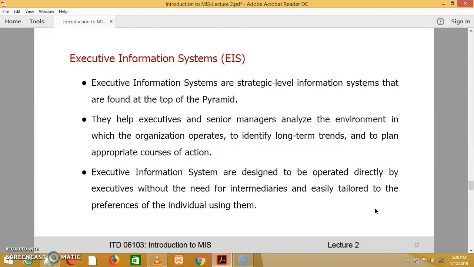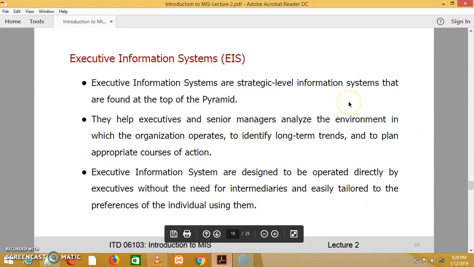Let's say we have Mohammed Baresa there, in the Baresa group of companies. So by having this executive information system, Baresa can know what to do in the future, so as to increase the sales or to increase the production, and see what track to be used. And there are many things that this EIS is going to do.